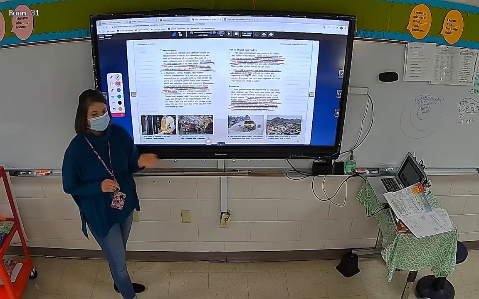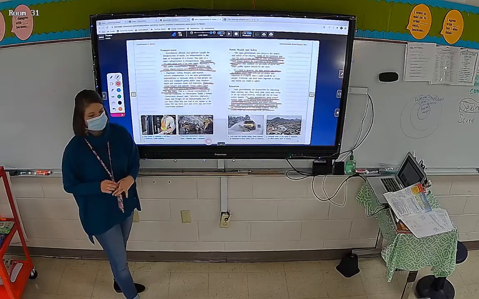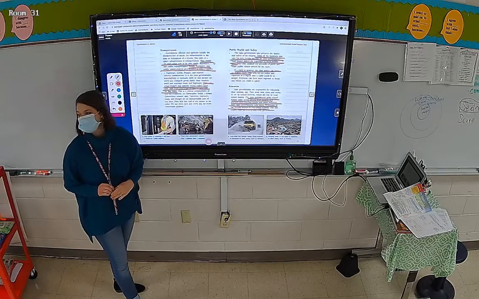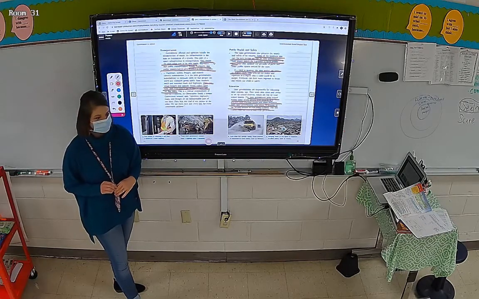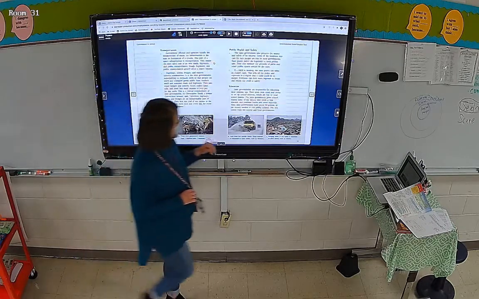Today we're figuring out what's important and what's not important. And then tomorrow we'll add something. We'll keep adding different skills to it. All right. Flip to the next page. Paragraph 9.